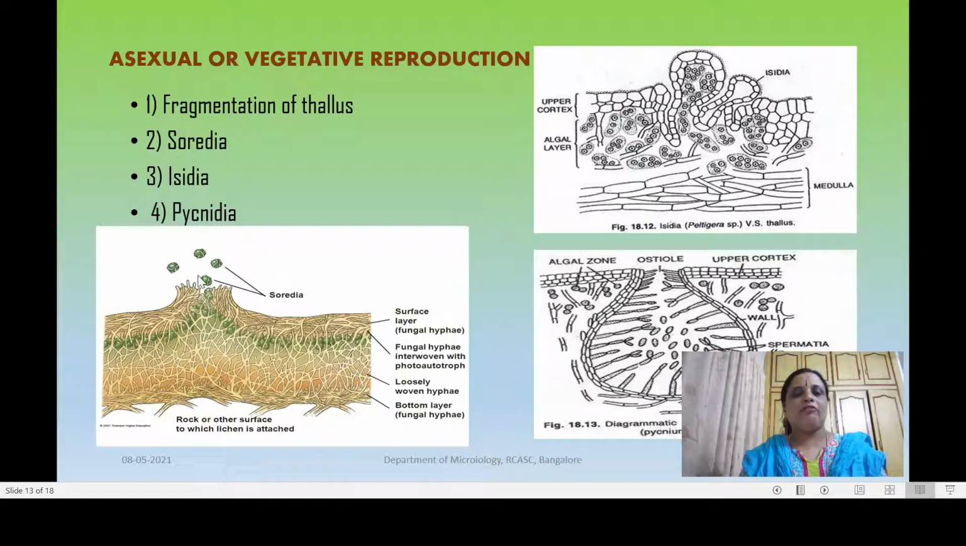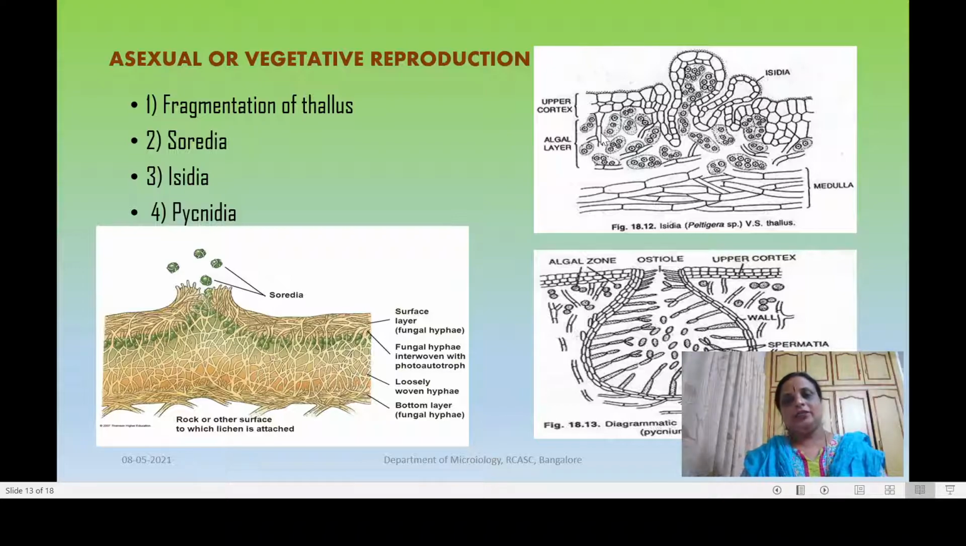Soredia carrying the fungal hyphae surrounding them are released outside. Once released, the fungal partner starts growing and the algae also get associated with it, and they form a thallus. Such structures are called soredia, where the vegetative cells of the algal partner get associated with fungal hyphae interwoven on the surface of the algae. Such structures are called soredia.